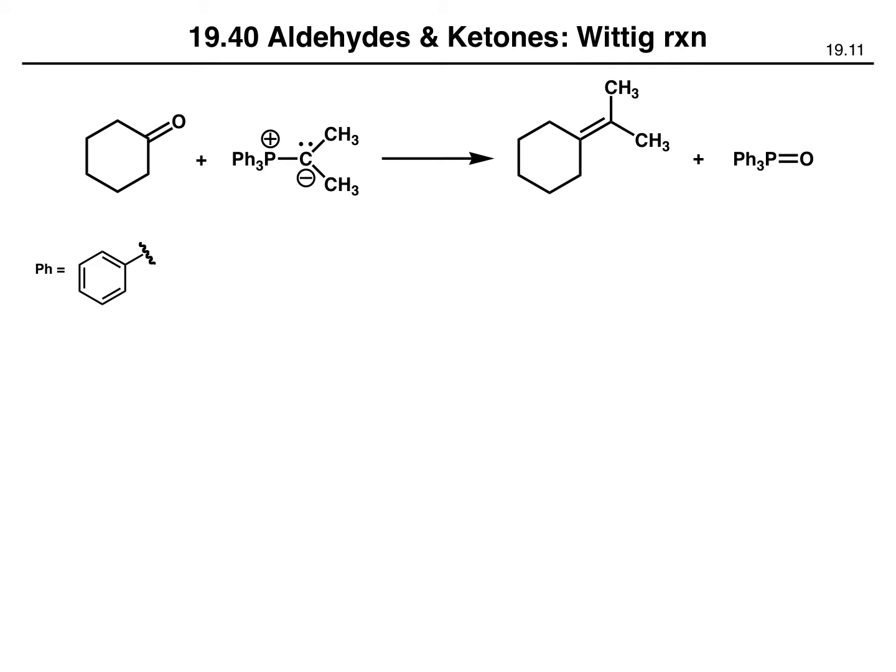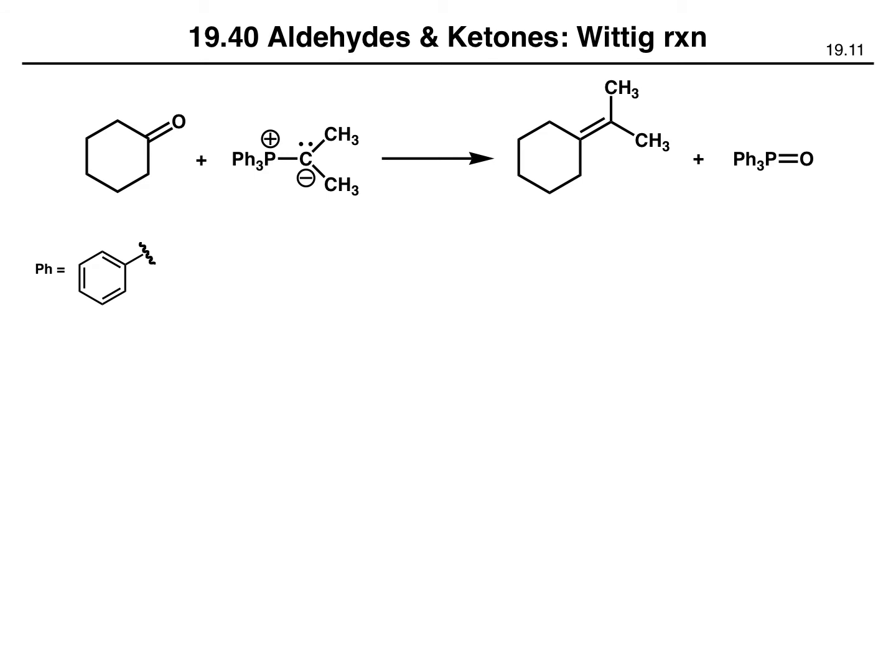Keep in mind other ways that we've seen to make alkenes include dehydration, dehydrohalogenation, and Zaitsev's rule tells us that we're going to get the more substituted alkene as the major product, but still a mixture of alkenes at different locations is likely. With the Wittig reaction, we know exactly where that alkene is going to be.